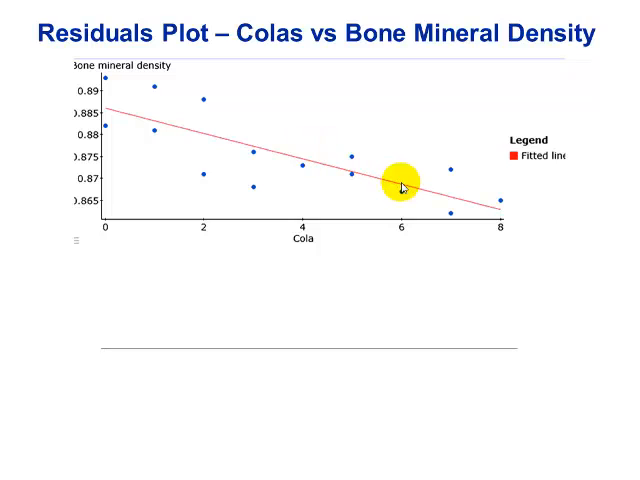Okay, so here's our original scatter plot and our regression line for the colas versus bone mineral density problem. So if we want to do a residual plot, that means we're going to take each x value. So for example, at x equals 0, x equals 1, and then for each of these data points, we're going to find the residual.